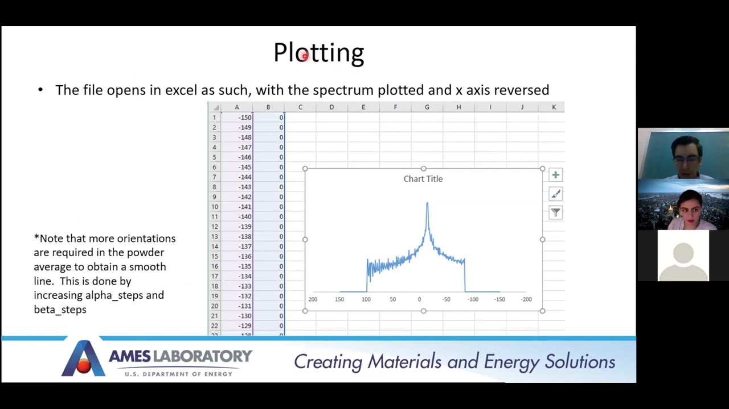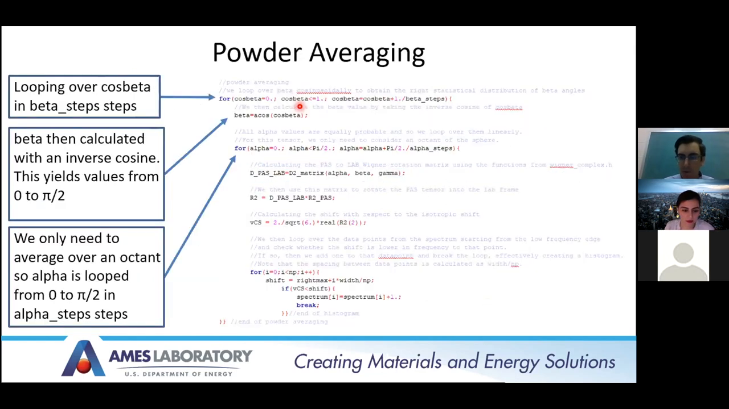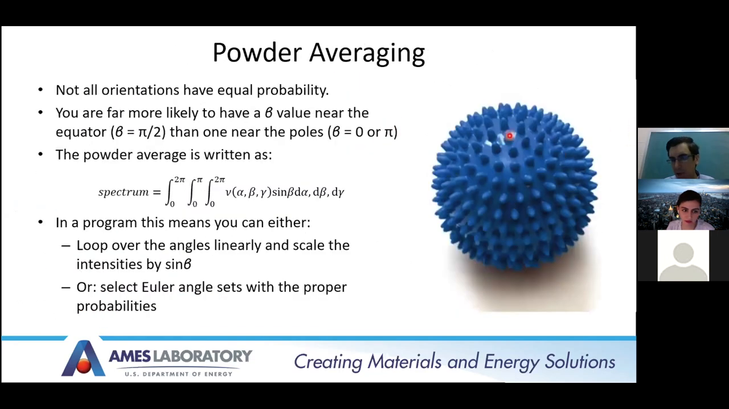The reason you need to scale with sine beta is because, if I go back, beta is the orientation between the main magnetic field and the principal, the largest component of your tensor. If it is parallel to the magnetic field, that's a very improbable orientation. If instead you have a beta of 90, it's a lot more probable. There's a lot more surface essentially in that region of the sphere. And essentially the probability distribution that describes this is sine of beta. So you have zero probability of beta being zero, and you have maximum probability of beta being 90 degrees.